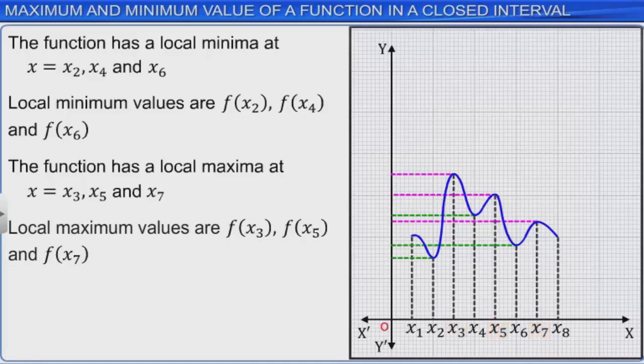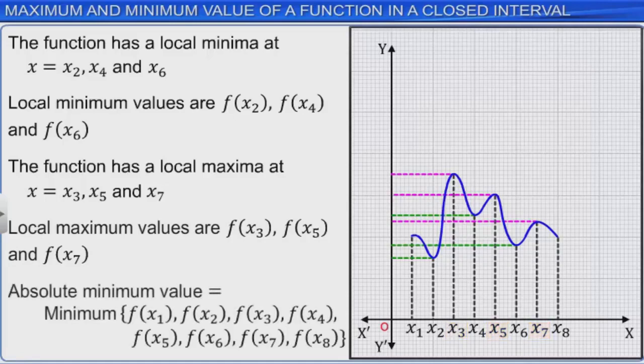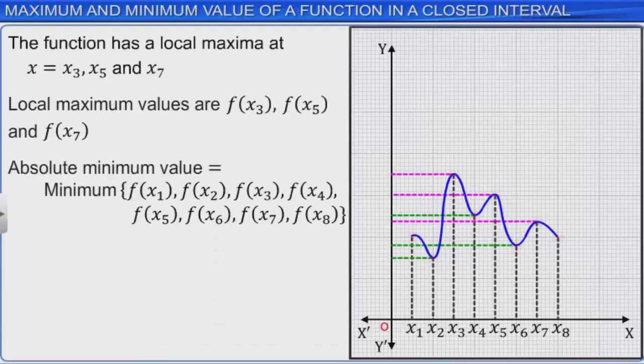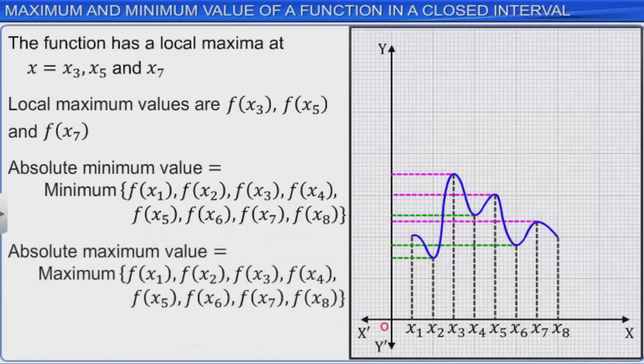The absolute minimum value of the given function is the minimum of all the values of the function at these critical points as well as at the endpoints. Also, the absolute maximum value is the maximum of all the values of the function at these critical points as well as at the endpoints.